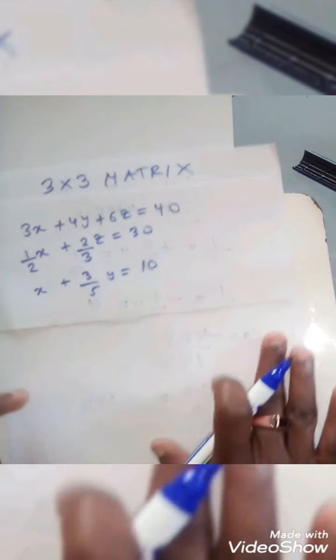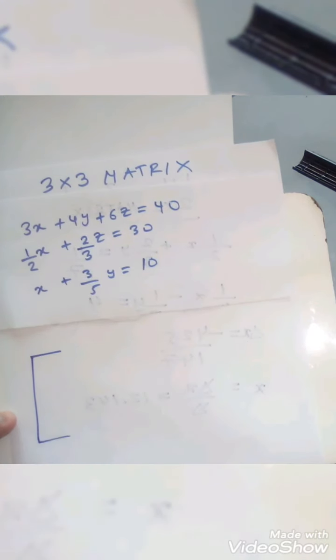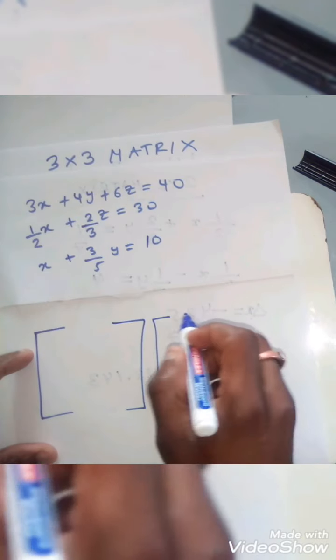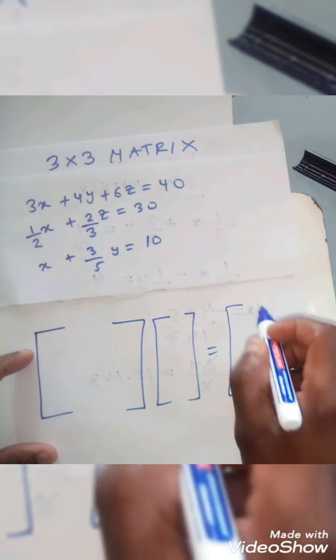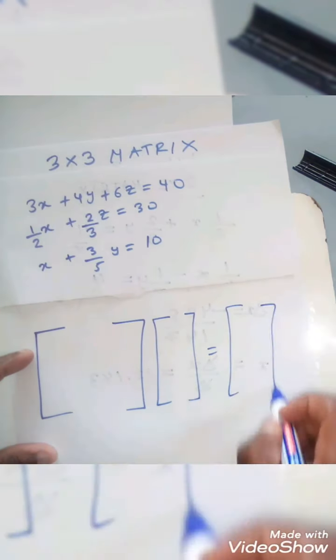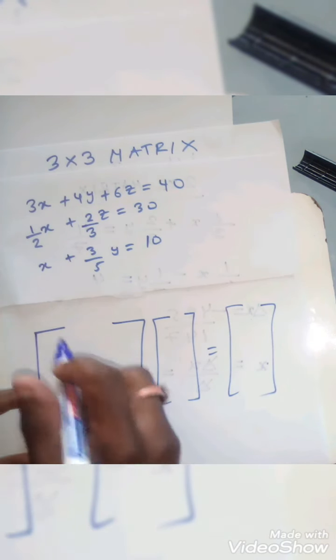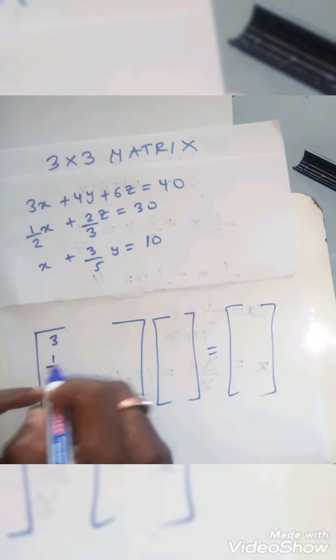Now I need to express this in matrix form. So my matrix is going to look something like this. So this is my matrix, and then what comes on this matrix, let me just create the whole matrix. So what comes here on the first column are the coefficients of x. So the coefficients of x that I have there are 3, 1 over 2, and 1. So these are the coefficients of x.